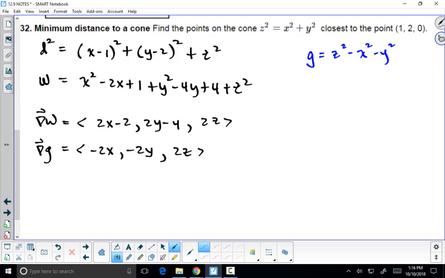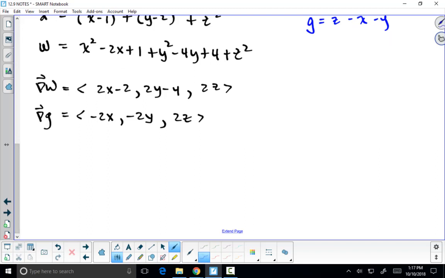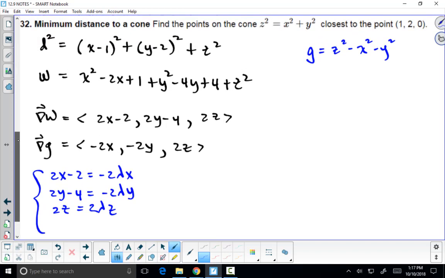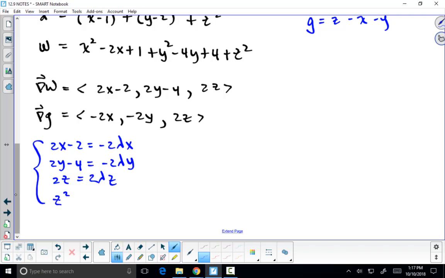So we have our two gradients. We want those to be parallel. So we're going to set up our system now. And we're going to have 2x minus 2 equals minus 2 lambda x. We're going to have 2y minus 4 equals minus 2 lambda y. And then we're going to have 2z equals 2 lambda z. And then we have our constraint equation, z squared equals x squared plus y squared. So we've got that.